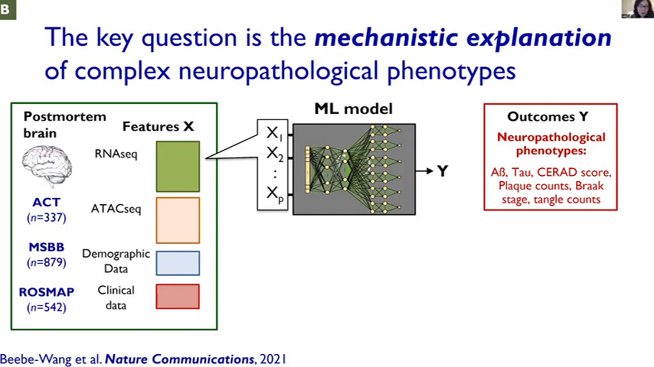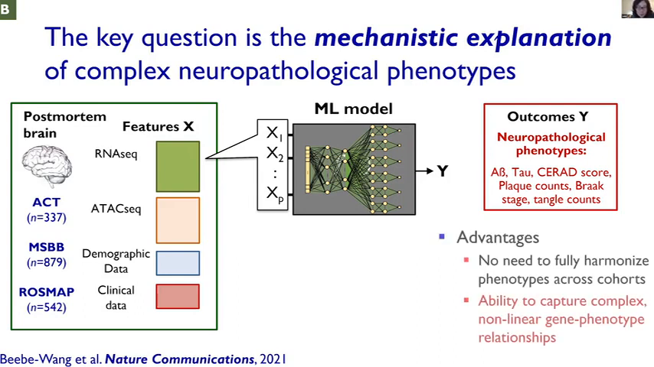The goal is to understand the complex relationships between X and Y: the genes, individual gene expression levels, and these neuropathological phenotypes, which are complex phenotypes. The advantage of using this kind of deep neural network is that we don't need to fully harmonize or synchronize the phenotypes across a cohort. Some of these cohorts, ACT, the Mount Sinai study, or ROSMAP, can each miss some of the neuropathological phenotypes in this list. Still, you can do the model training.